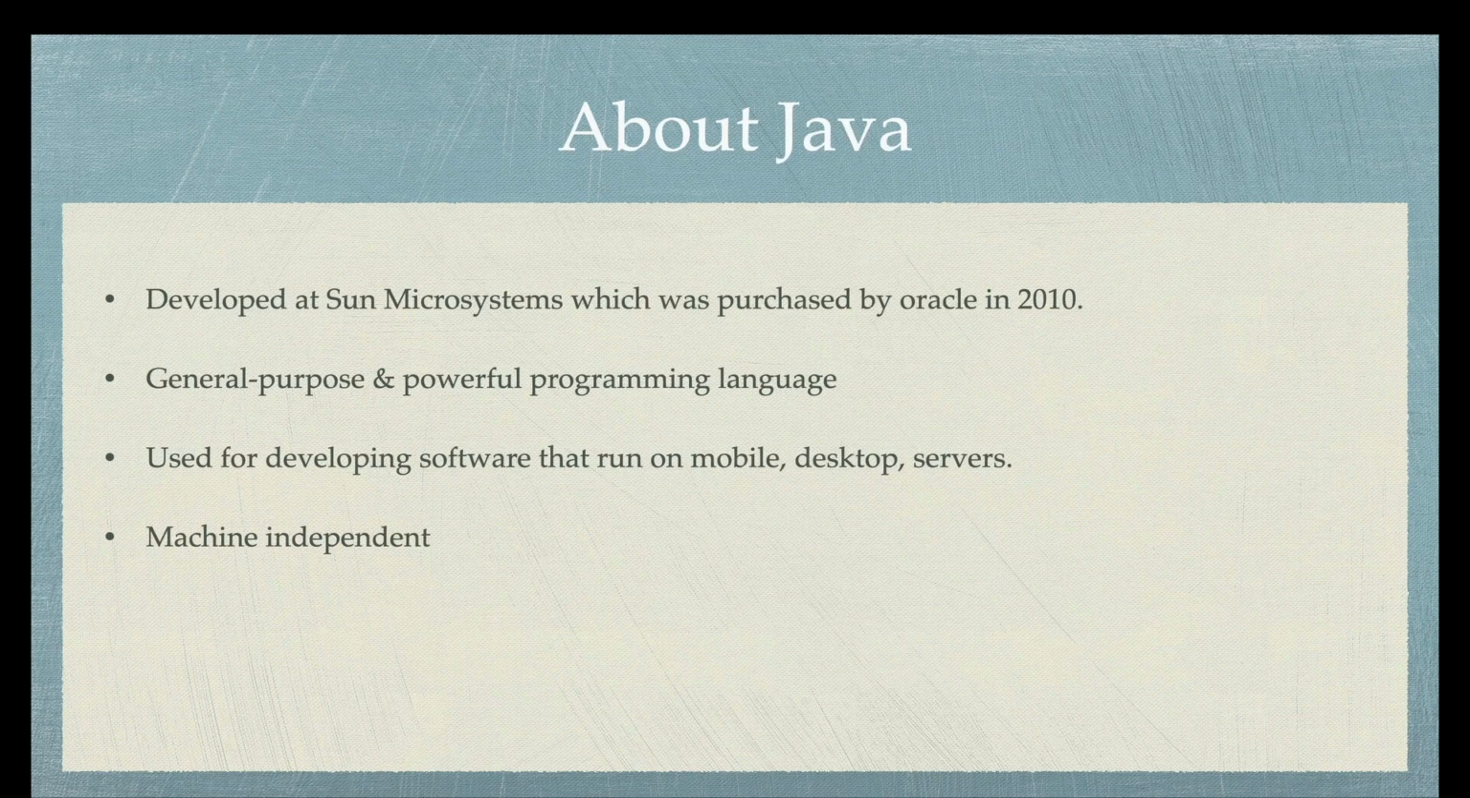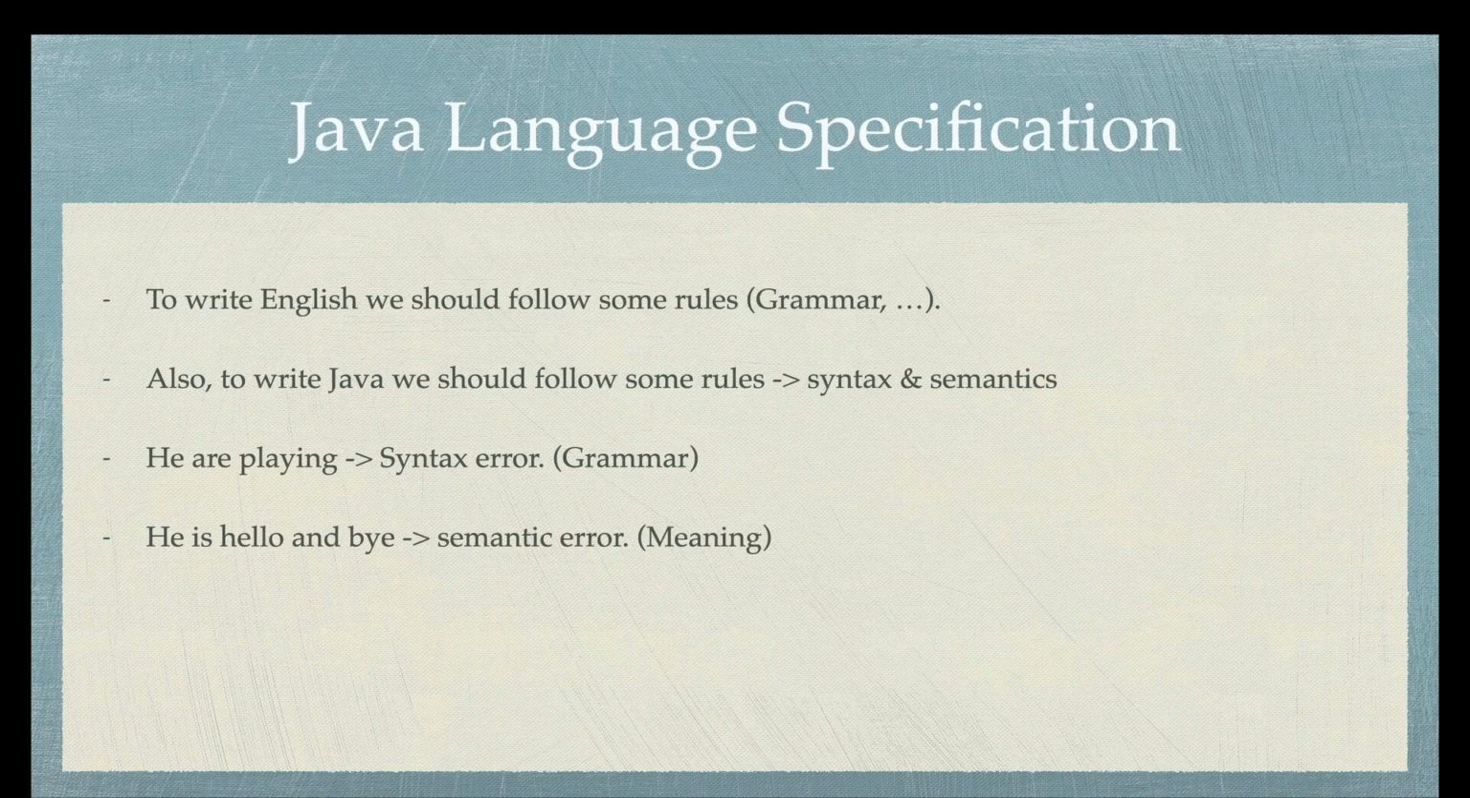So, about Java. It was developed at Sun Microsystems, which was purchased by Oracle in 2010. Java is a general purpose programming language and a very powerful programming language. It is used for software applications that run on mobile, desktops, and servers. Programs written in Java are machine independent, right?